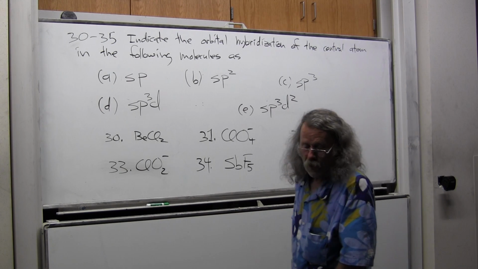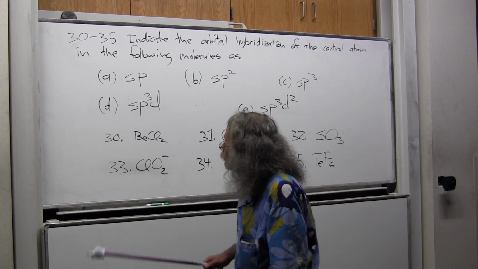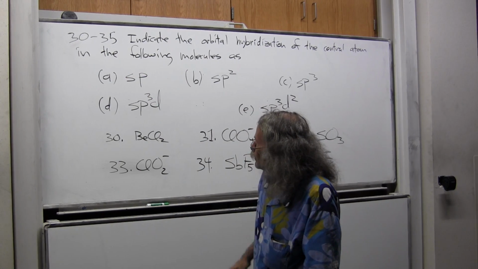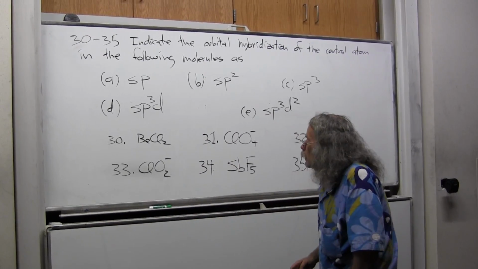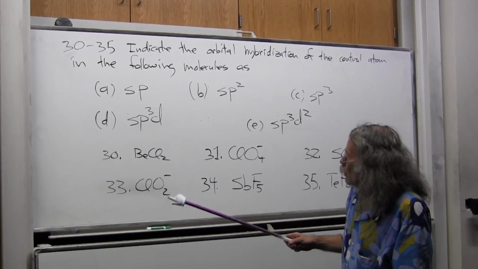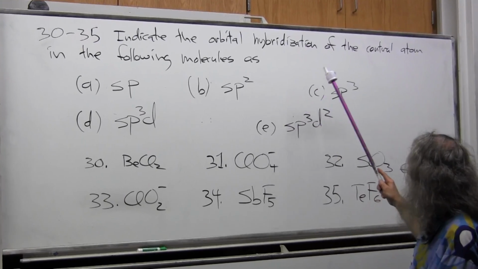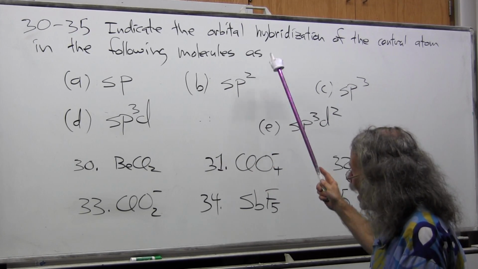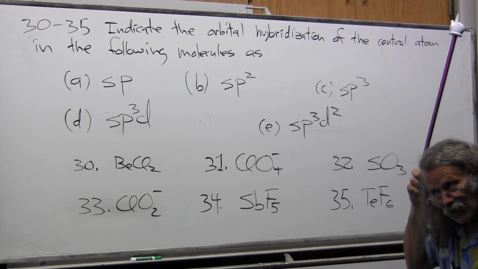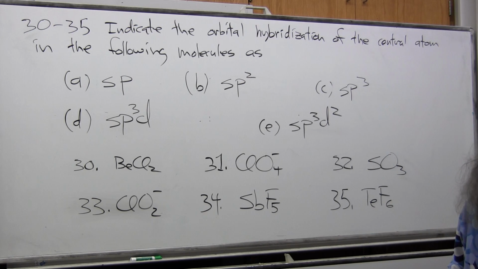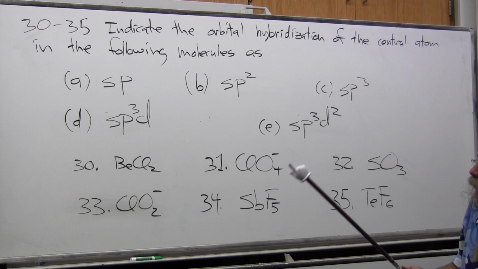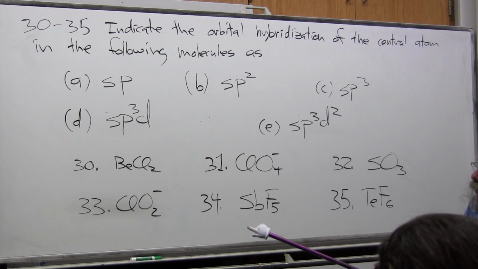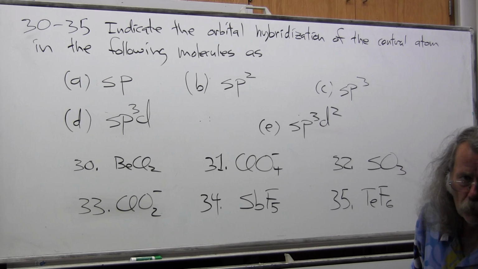This is practice midterm 3, problems 30 through 35, and this series of problems requires you to indicate the orbital hybridization of the central atom in the following molecules. Now, in this case, like in the previous group, the strategy we're going to employ is the same one we employed with problems 22 through 29.